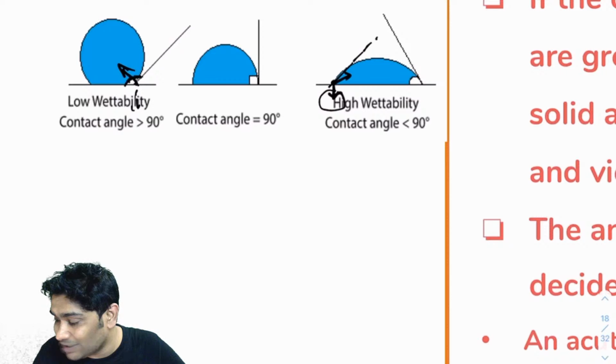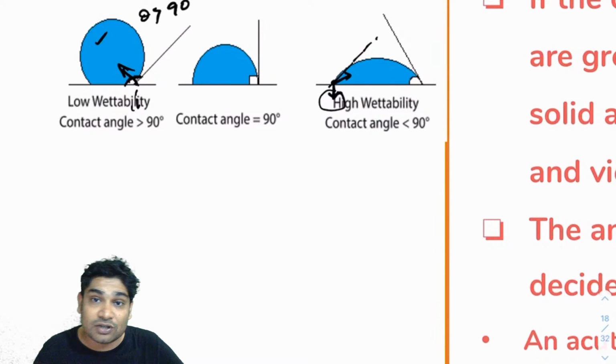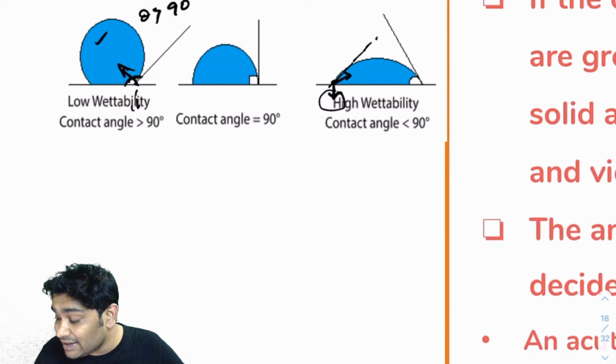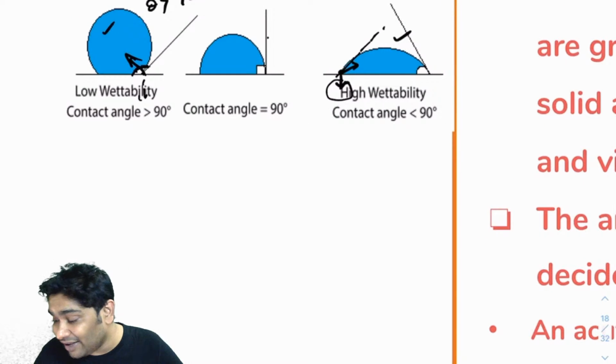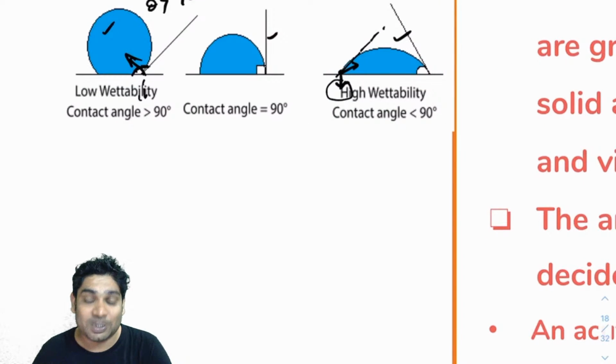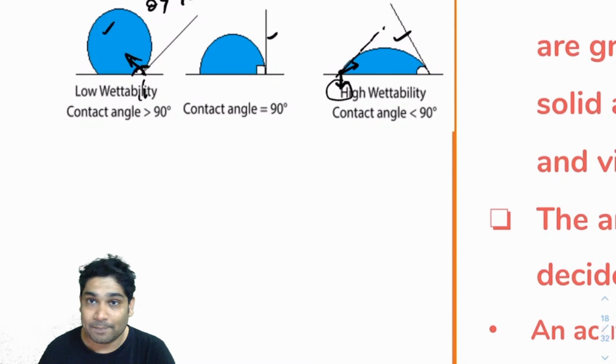Alright, so let me use theta. Theta is greater than 90 if cohesive forces are stronger than adhesive forces. Theta is less than 90 if your adhesive forces are stronger than cohesive forces. This is a special case where both become equal. If both just become equal, then it would stay like this.